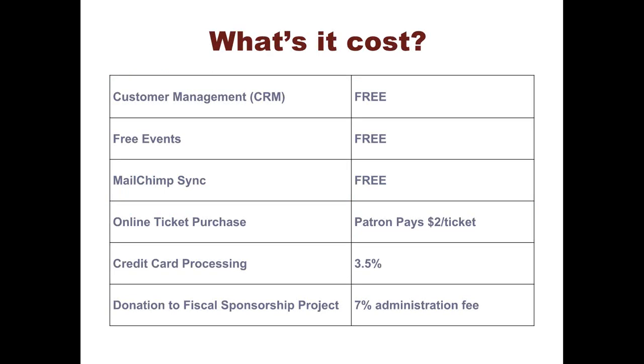So as you can see, the customer management database, ticketing free events, and syncing with your MailChimp account, that's all totally free in Artfully. If you do want to sell paid tickets, for any online ticket purchases, the patron will pay a $2 per ticket fee. And then the producer pays a 3.5% credit card processing fee for all online orders. Then, just like the fiscal sponsorship program, any donations to your fiscal sponsorship project incur a 7% administrative fee.